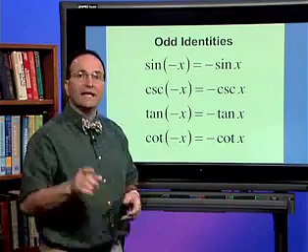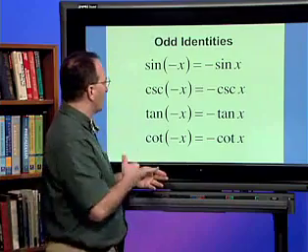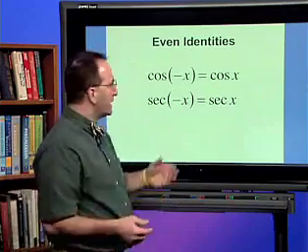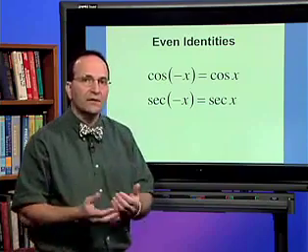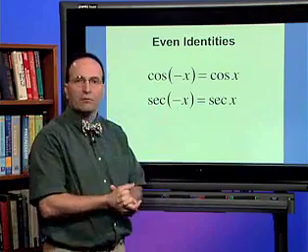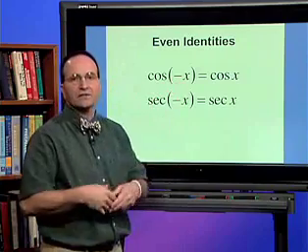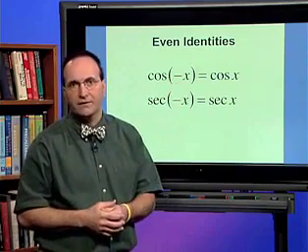Now we'll take a look at the even identities, which of course would be the only two remaining, cosine and secant. And you remember with even functions, the f of negative x is equal to f of positive x. And that's what we see in operation here. The cosine of negative x is equal to the cosine of positive x.